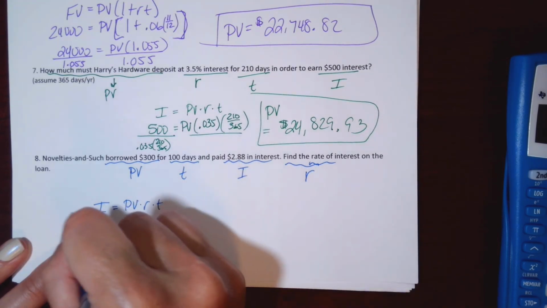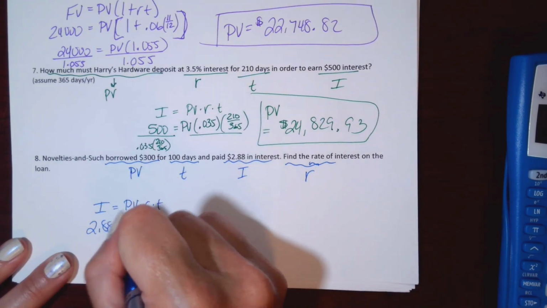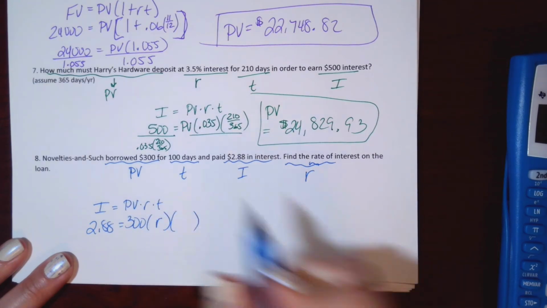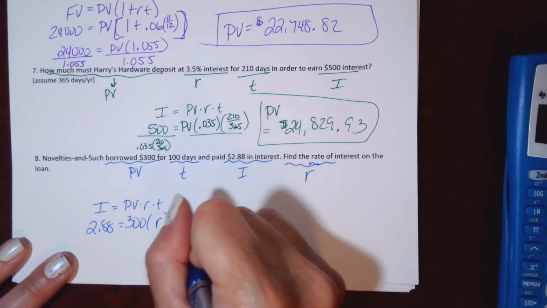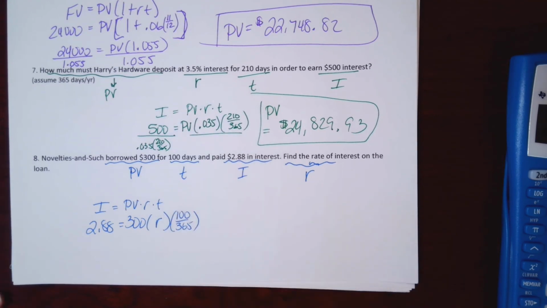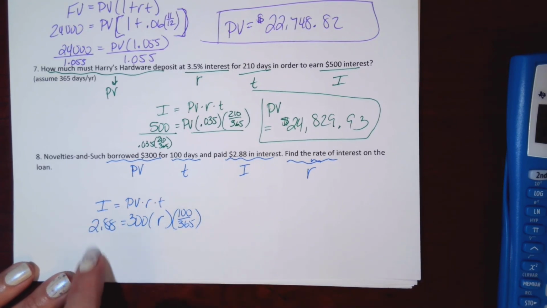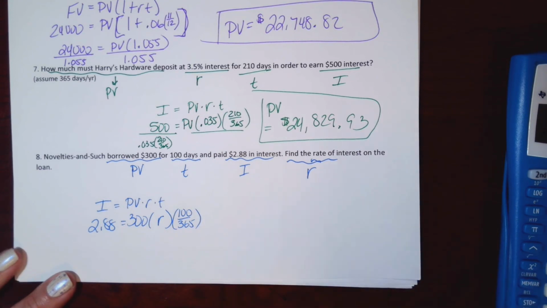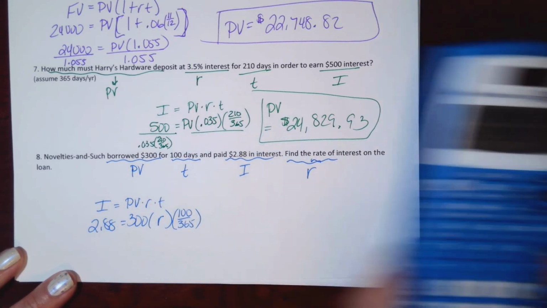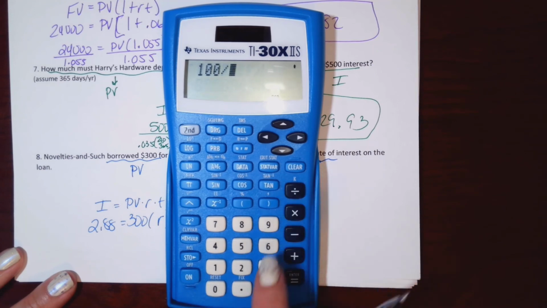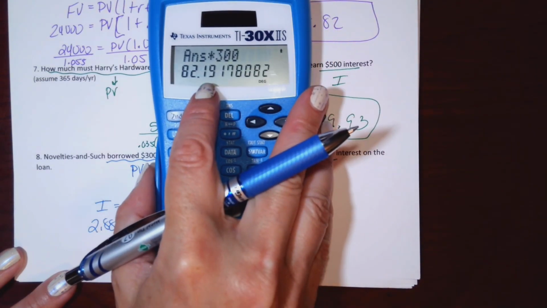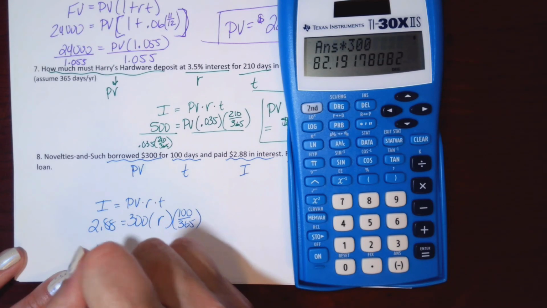I know my interest, 2.88. I know my present value, 300. I don't know my rate. And I know T is 100 days. We always assume for this book that that's out of 365. So again, I'm going to multiply what's on the right side of the equation and then divide the amount on the left by that value. Let's see what that comes out to be. 100 divided by 365. And then I multiply that times 300. And this is the amount that I get that I'm not going to round off.